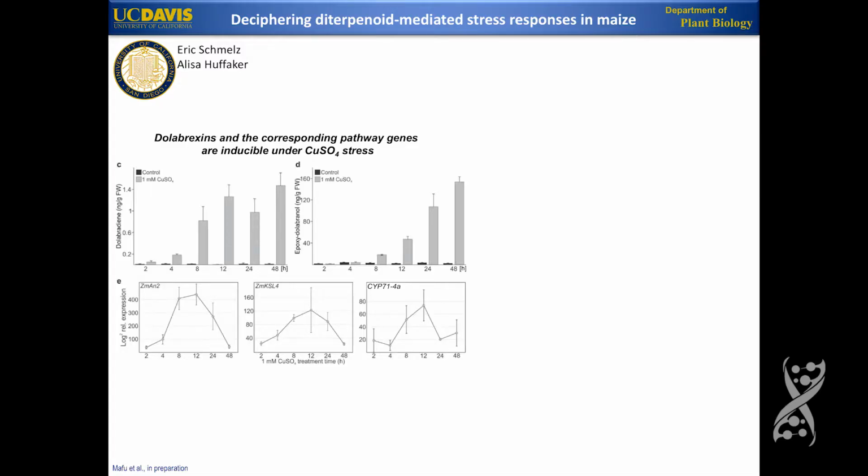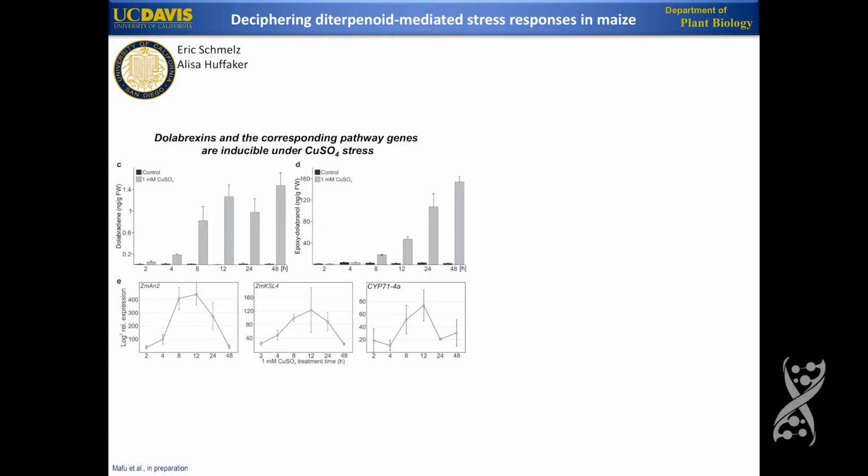And this was really interesting. Now we had a new pathway in roots, and we wanted to start and understand what it does. It being in roots, the first thing we did was to look into osmotic stress, using copper sulfate stress in roots as a mimic. And we could show that both dolabradiene, the hydrocarbon, as well as the epoxide are highly inducible under osmotic stress.